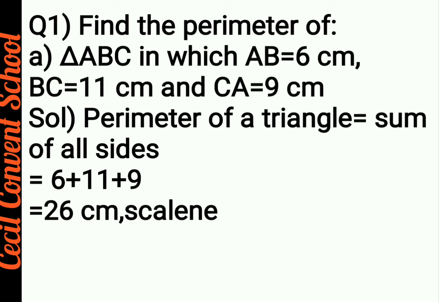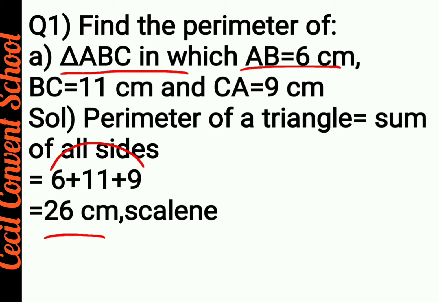Activity 1, question number 1 is find the perimeter. We have to find the perimeter. Clear? So part A is triangle ABC in which AB is given 6, BC is 11, CA is 9. It means all sides of the triangle are different. So what formula do you use? You will use perimeter of triangle is equal to the sum of all the sides. Then you add them. 6 plus 11 plus 9. 6 plus 9 is 15. 15 plus 11 is 26 centimeter.